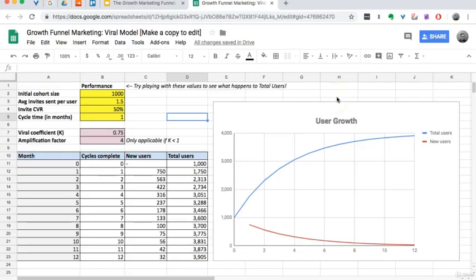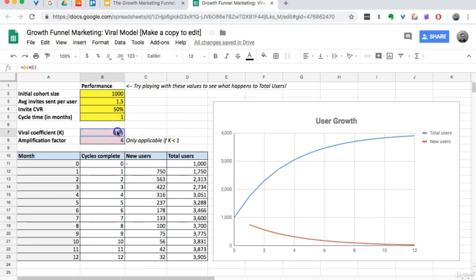So in this spreadsheet, I've modeled out some viral growth. There's a lot here, but for now, let's focus on the viral coefficient, your K factor. As I mentioned, if you have a K factor that is between 0 and 1, then your growth rate from this cohort is going to slowly decrease until it gets to 0. So that's what you're seeing here. And you can also see it in this graph here where your total user growth is flattening out and your new user growth is also flattening out.